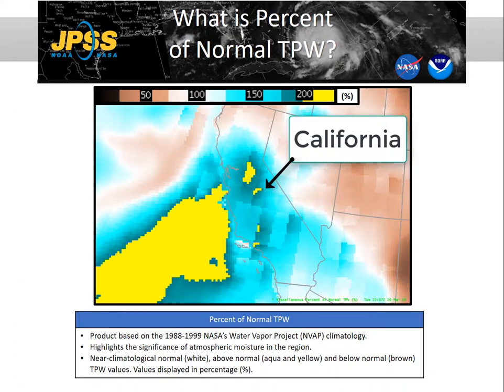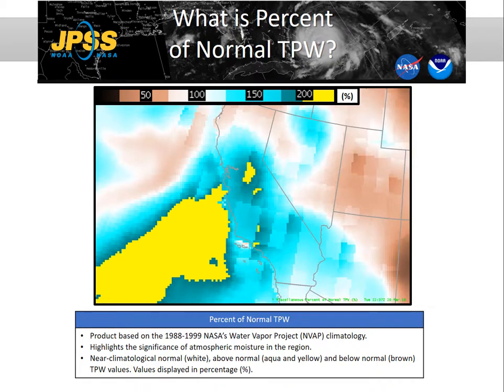Highlighting the same atmospheric river event over California, the percent of normal TPW product is shown, displaying the percentage departure from climatology. Normal TPW values are based on NASA's Water Vapor Project NVAP 1988 to 1999 climatology. The product highlights the significance of atmospheric moisture in the region where near climatological normal TPW values are depicted in white, above normal or wetter values in aqua and yellow, and below normal or drier values in brown. In the imagery, Central and Southern California were above normal at the time and experienced extensive flooding from the event.